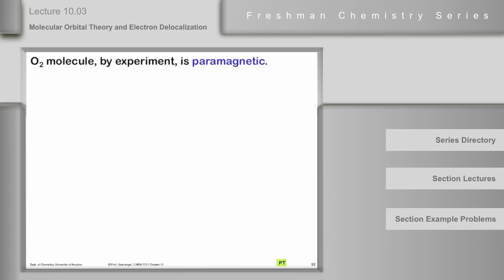So that proves that dioxygen is attracted to a magnetic field, something we said paramagnetic substances were, whereas dinitrogen is not. Okay. So if we look at dioxygen, and I have resisted looking at it until now because I didn't have a good explanation for its properties. It is paramagnetic by experiment.